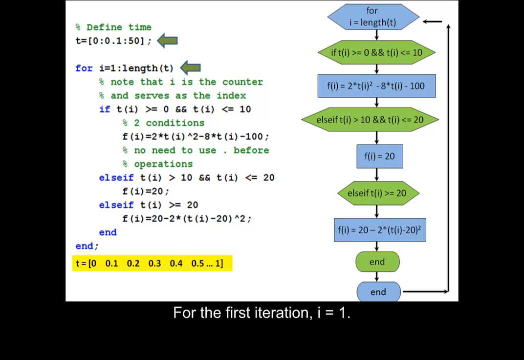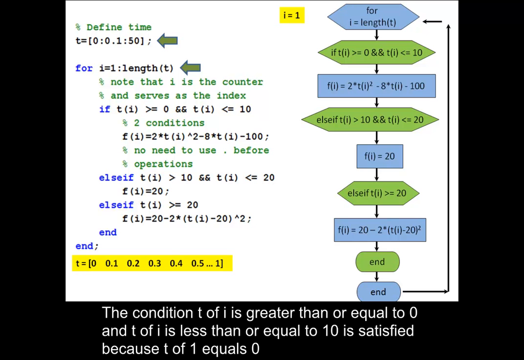For the first iteration, I equals 1. The condition t of I is greater than or equal to 0 and t of I is less than or equal to 10 is satisfied because t of 1 equals 0.